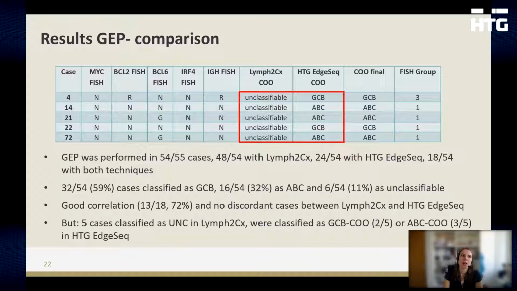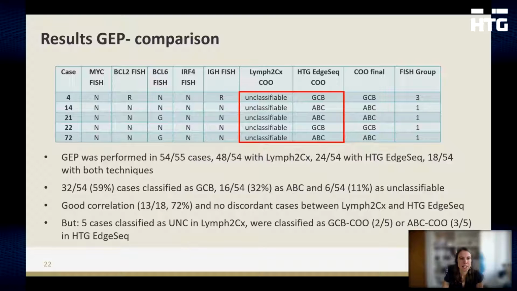I now want to compare the two platforms we used for the cases. The gene expression profiling in total was performed in 54 out of 55 cases. 48 of the cases were investigated with the Lymph2Cx NanoString assay, and 24 cases with the HTG EdgeSeq method, and 18 cases were investigated by both techniques. In about 60% of the cases, we found a GCB type, and in about 30% of the cases, we found an ABC type, and in a small subset, we found cases with unclassifiable phenotype.